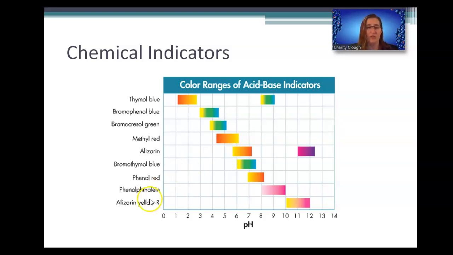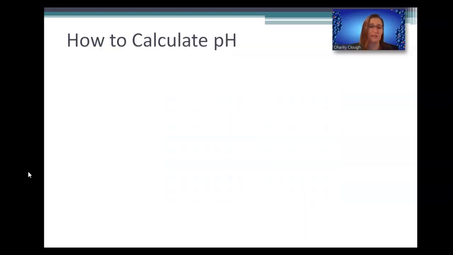One that you guys have probably seen a lot is phenolphthalein, or you've heard of that before. That's a super common chemical indicator. If you take AP chemistry, you'll definitely deal with that when you study titrations, and that's a part of acids and bases. So we're going to look at the math a little bit. How do you calculate pH?